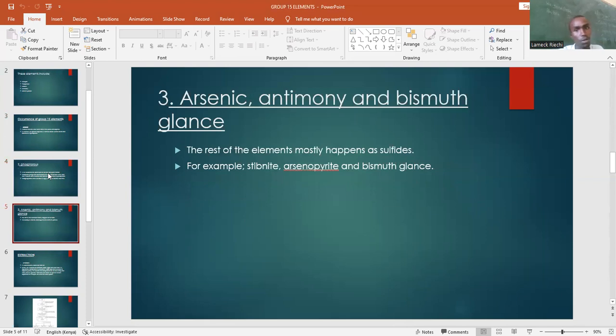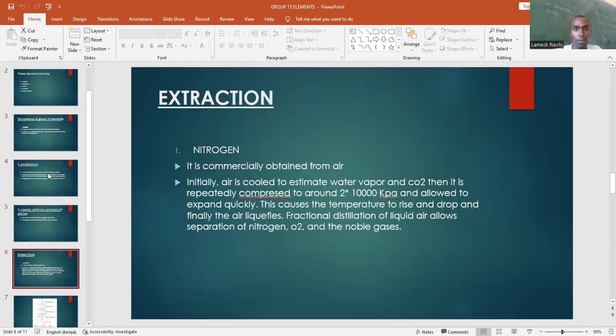Arsenic, antimony, and bismuth occur as sulfide ores, which are stibnite, arsenopyrite, and bismuth glance. Now, nitrogen is extracted from air through 5 chambers, which are purifiers, absorption towers, coolers, compressors, and fractional distillation chamber.